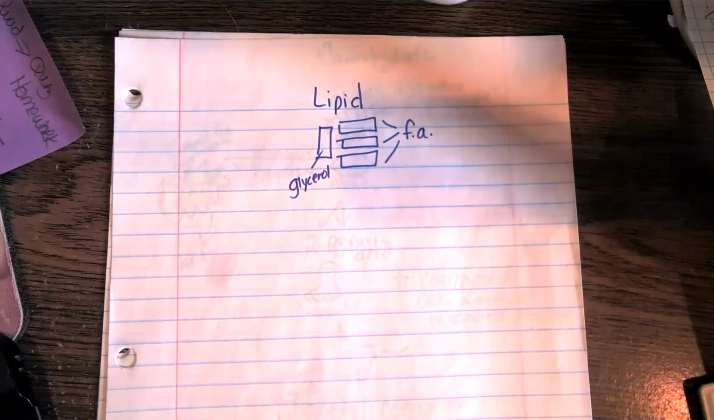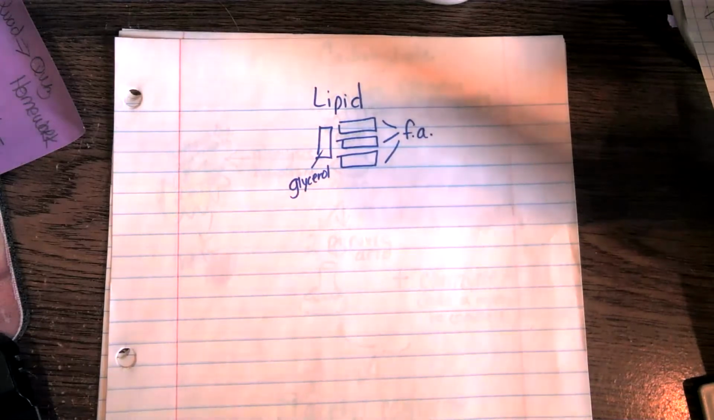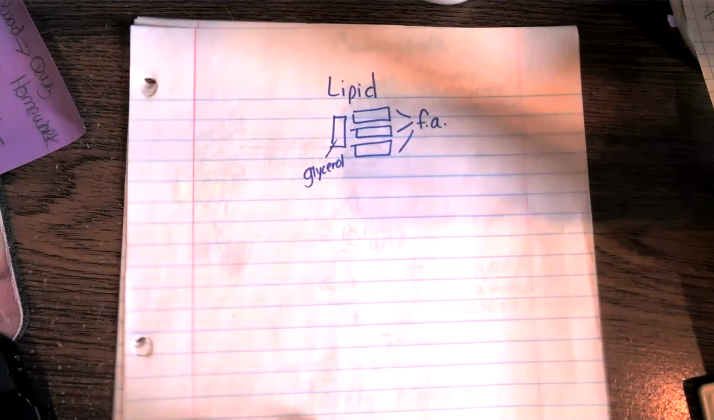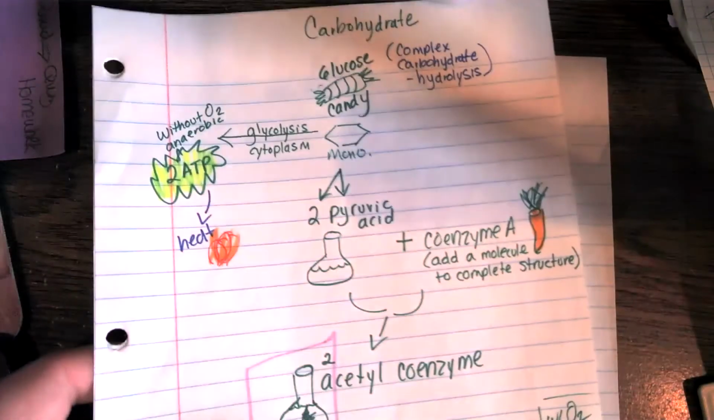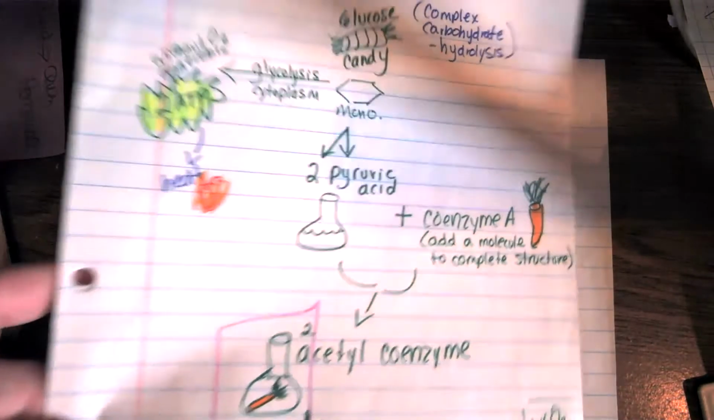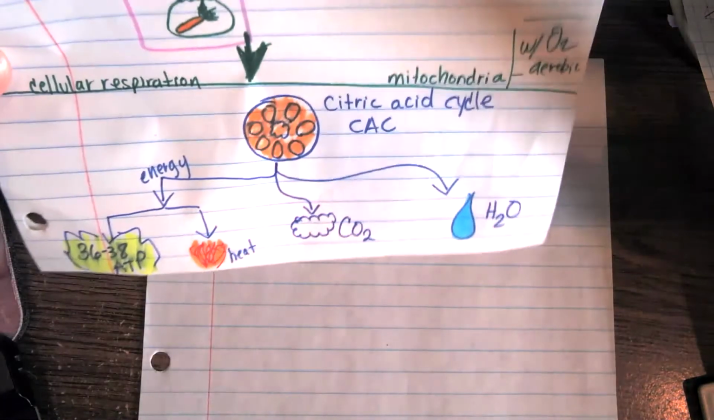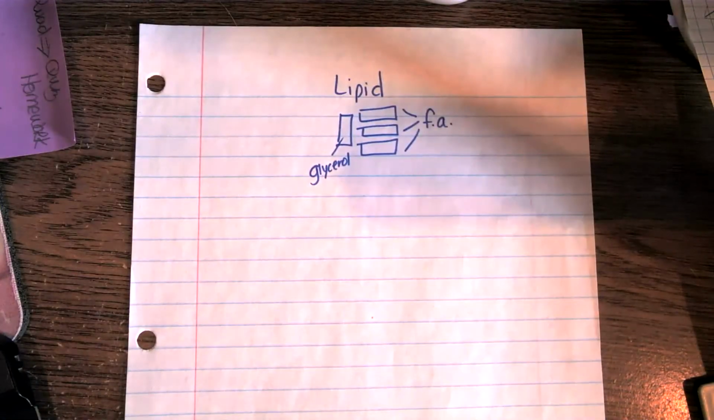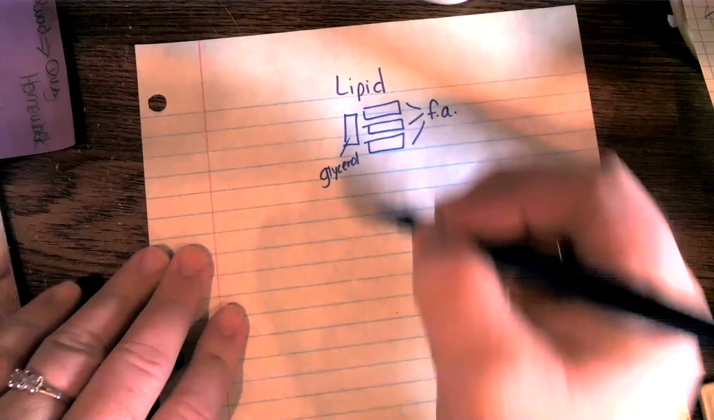Okay, so I am on page 80 in your textbook if you wanted to follow along with me on the lipid pathway. What we want to do is compare to what we had yesterday. So do we have ATP? Do we have acetyl coenzyme A? Do we get everything at the bottom? Is there the citric acid cycle? And the answer to that is going to be yes.